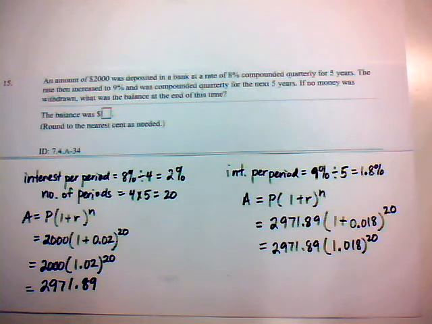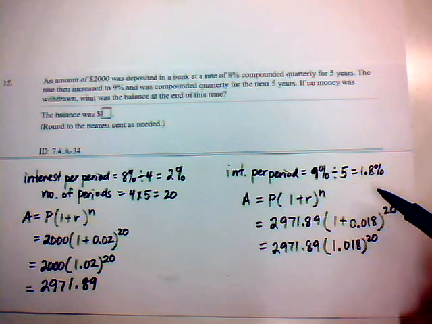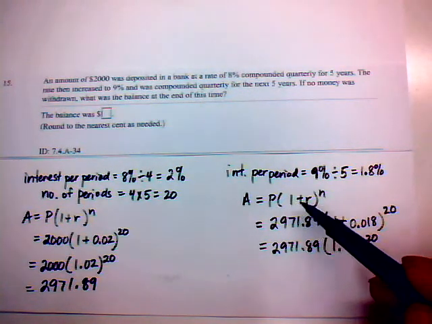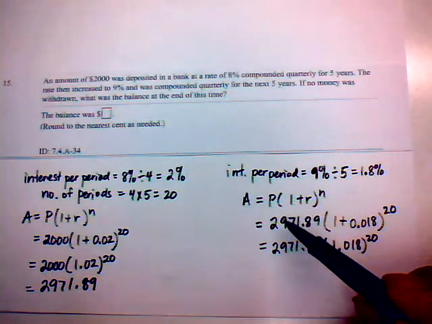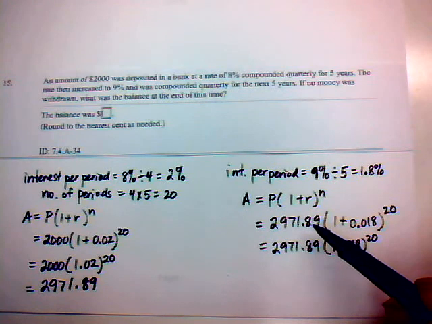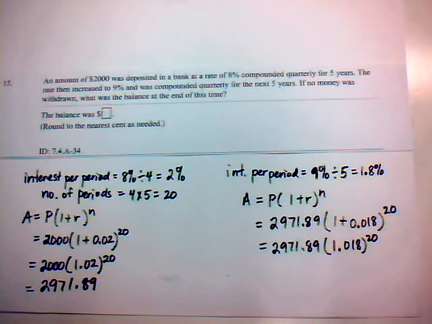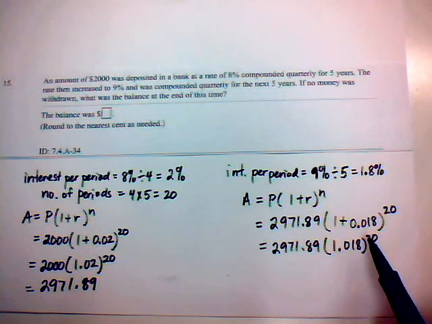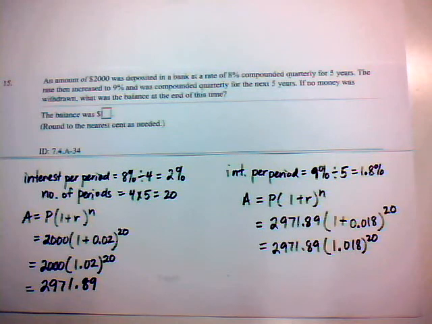Okay, did I do something wrong here? 9% for the next 5 years. That's 1.8%. And then you got 1 plus R raised to the n. I used 2971.89 because that's the amount in the account at the end of the first 5 years. Okay, so let me try this again. 2971.89 times 1.018, and it's raised to the 20th power because of the 4 times 5. That would be 20.